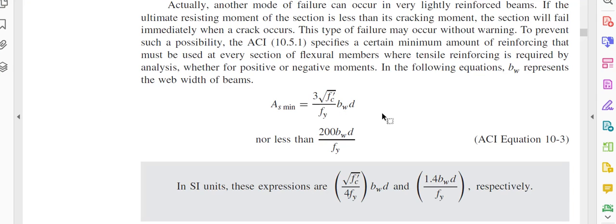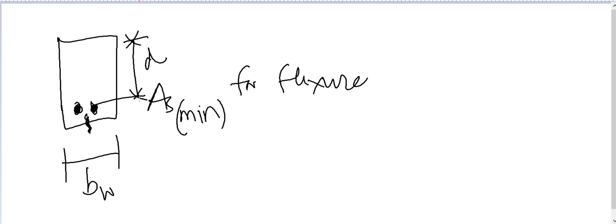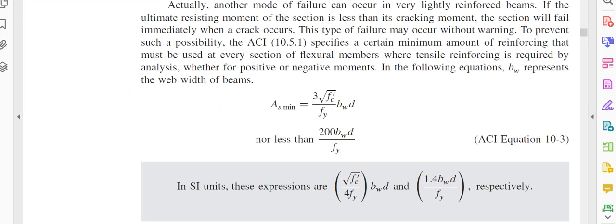Now this BW means actually B. BW means actually this width, and T means here to here. Compression phase to the center of the reinforcement is D. Okay, so hopefully you learned the minimum, or not less than this.